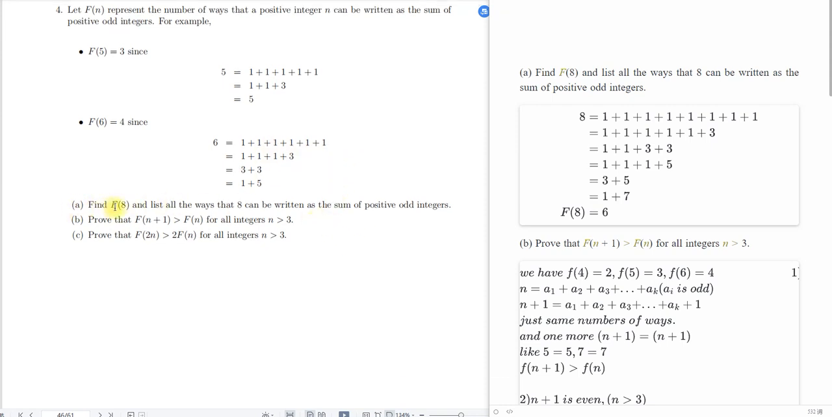Let's find f(8) and list all the ways that 8 can be written as the sum of positive odd integers. 8 equals eight 1s, 1 plus 1 plus 1 plus 1 plus 1 plus 3, 1 plus 1 plus 3 plus 3, 1 plus 1 plus 1 plus 5, 3 plus 5, and 1 plus 7. That would be 1, 2, 3, 4, 5, 6. So f(8) is 6.